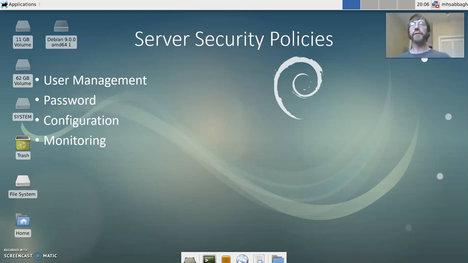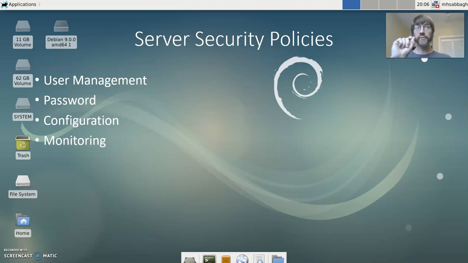So security policies. There are some overarching categories. User management. This is the same sort of thing you would have thought about in your server class. What users do you have on the system? What needs do they have? What groups do they need to be in, etc.? Password complexity issues, for example, as in how long does it need to be? How difficult does it need to be to remember?